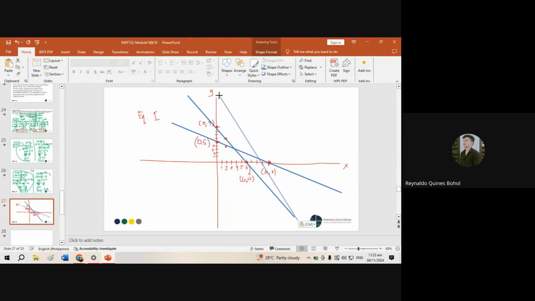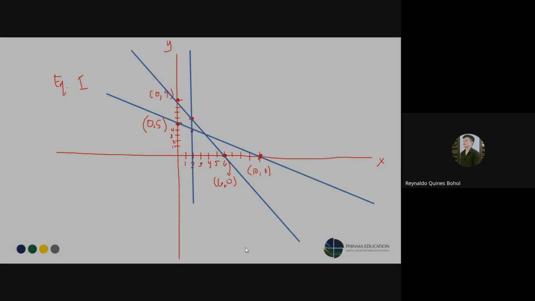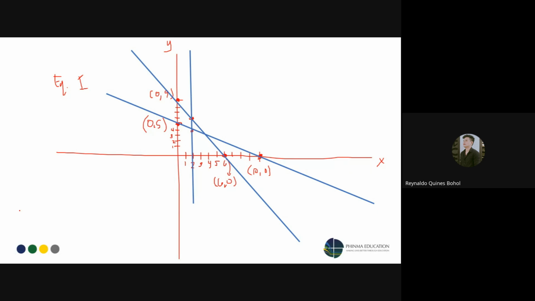Next. Straight line lang yan. Straight line. So 2, 4, 2, 6. Okay. So, ganyan yung magiging itsura niya. So, ang gagawin natin dyan is, i-trace na natin siya. Okay. Lalagyan na natin yung shaded part.